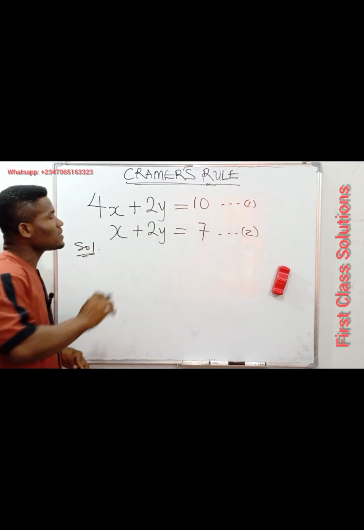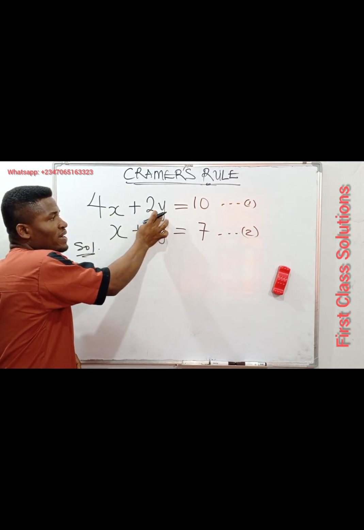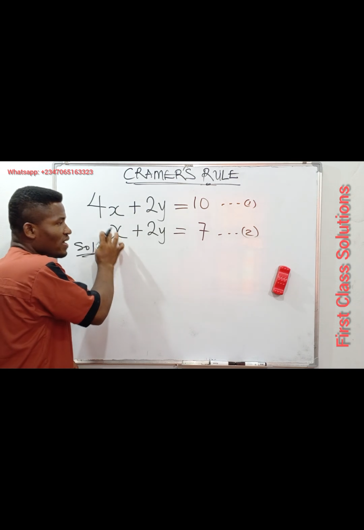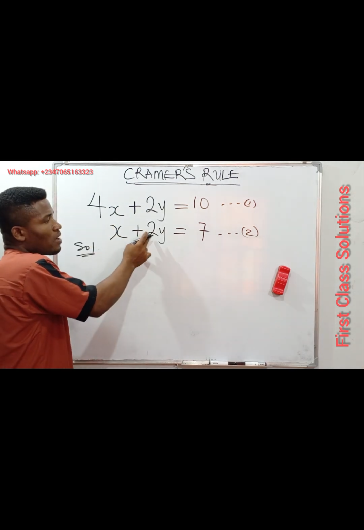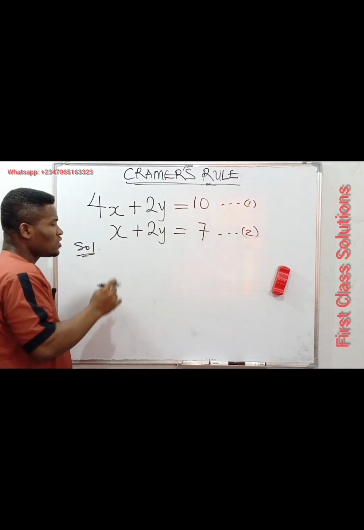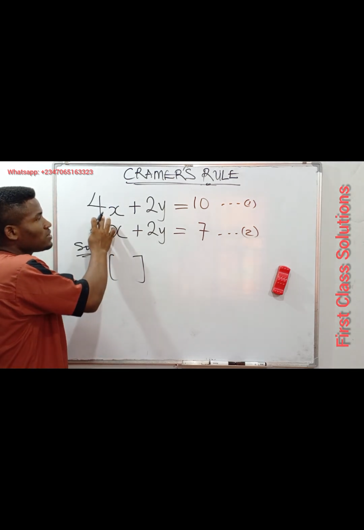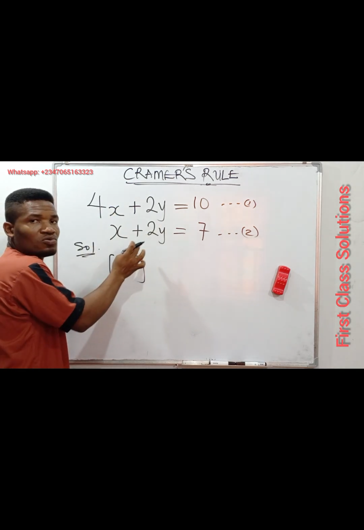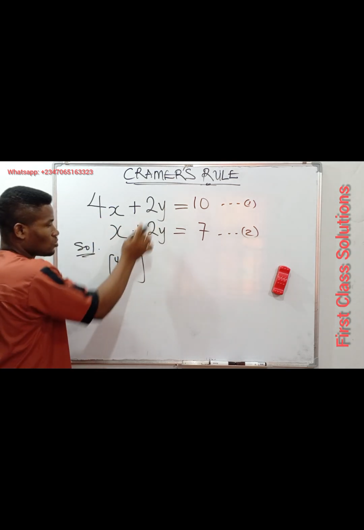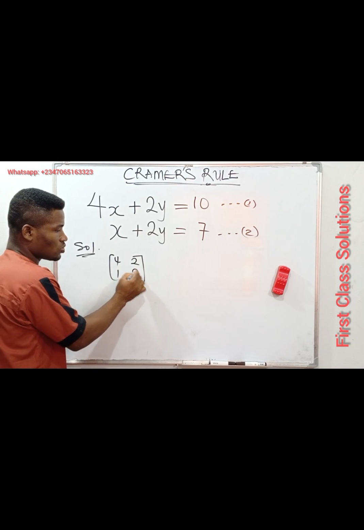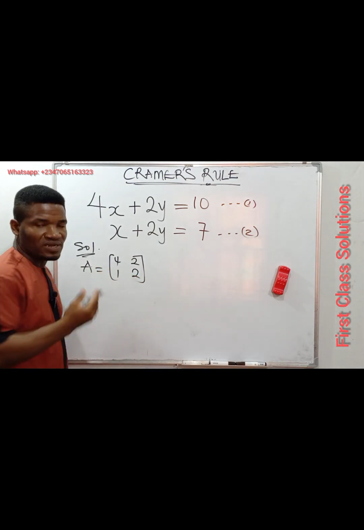First of all, we need to understand that the coefficient of x here is 4, and the coefficient of y here is 2. Here, the coefficient of x is just x, which is 1x, so we have an invisible 1, and we have 2 as the coefficient of y. In that case, we can get a 2 by 2 matrix using the coefficients of the unknowns we want to look for. So here we get 4, here 1, here 2, and here 2 also. Let's call it matrix A.